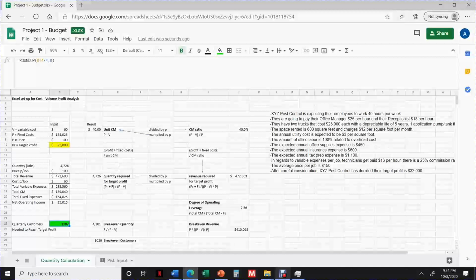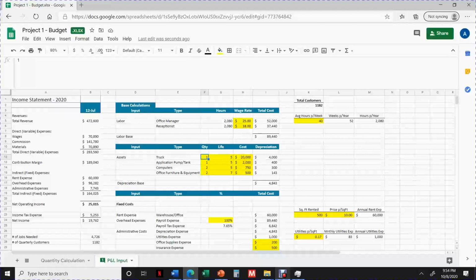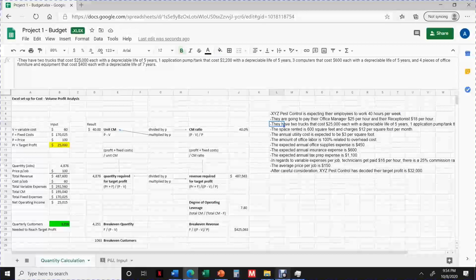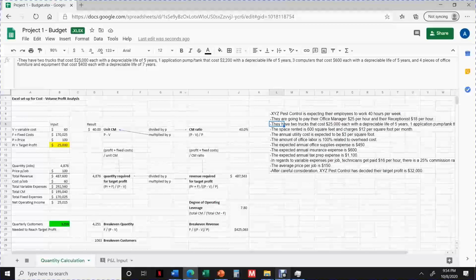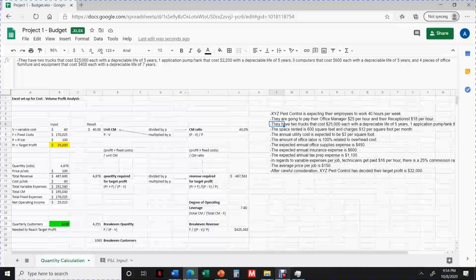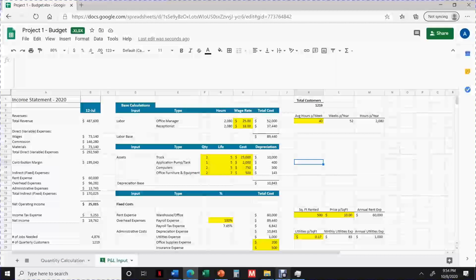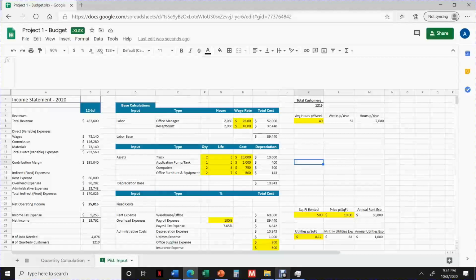They are going to have two trucks that cost $25,000 each with an asset life of 5 years. So we're going to go back and switch that because it is going to be a doozy for the assets. There we go. Everything changed. Let's see what other kind of assets we have. We have one application pump/tank that costs $2,200. So we can go back here, 1 and 5. We just have to switch the cost to $2,200.